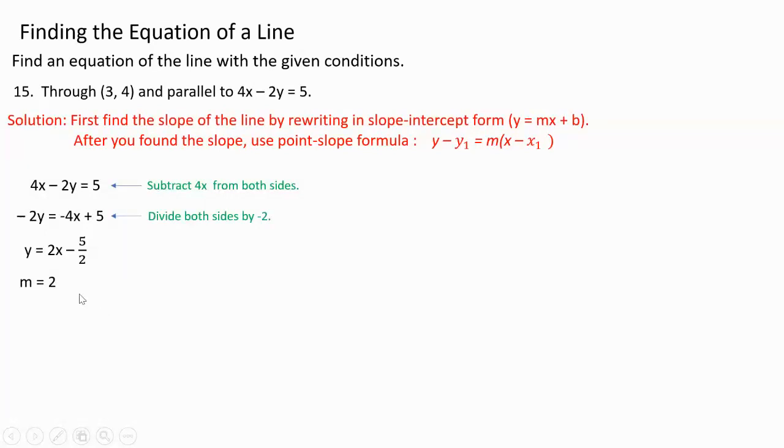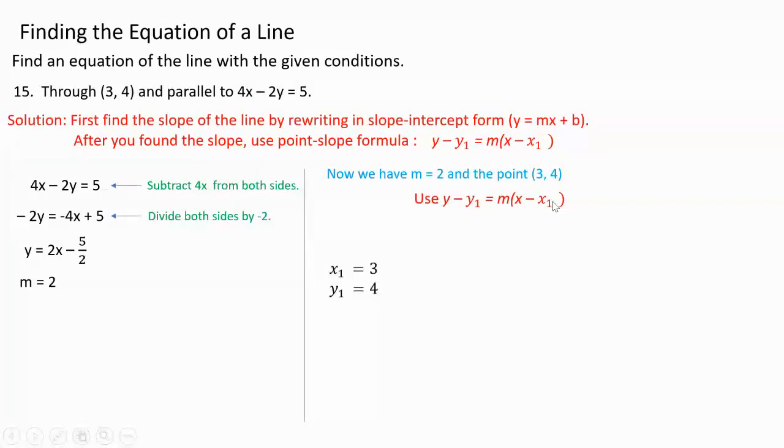So now I know what the slope is, right? My slope is 2. We don't care about the y-intercept, guys. We only care about the slope because we're trying to find a line that's parallel to this line, but it passes through the point 3, 4. So now we have m, which is 2, and the point 3, 4. So my x1 and y1 is 3, 4, and my slope is 2.